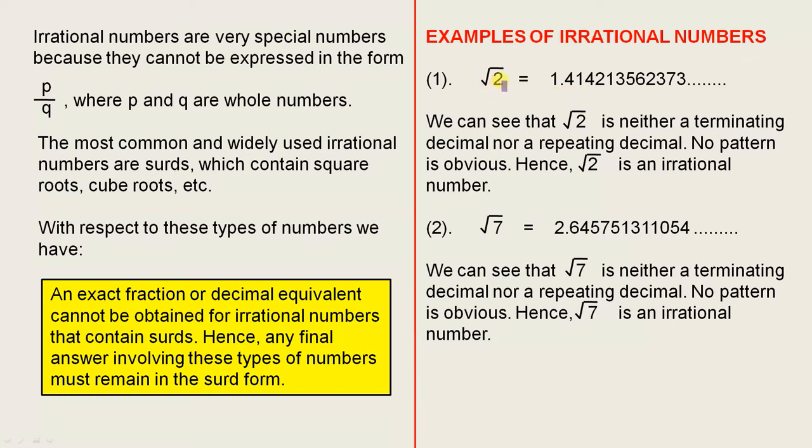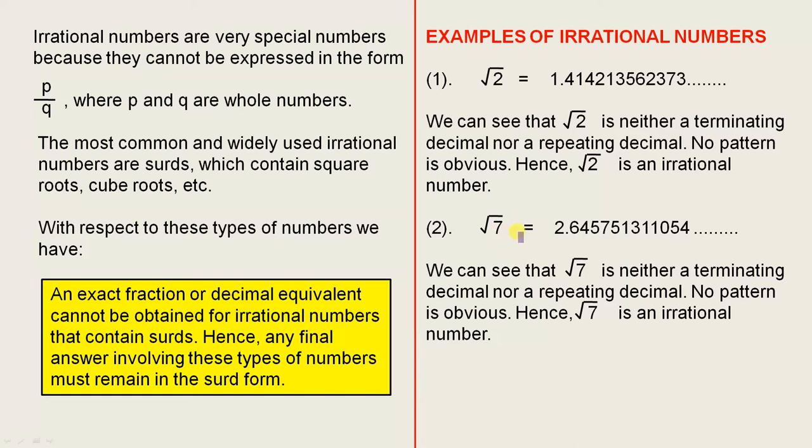The square root of 2 is a surd. If you wanted to approximate the value, that's what you get. And it continues on forever and there's no set pattern. We can see that the square root of 2 is neither a terminating decimal nor a repeating decimal. No pattern is obvious, hence the square root of 2 is an irrational number.